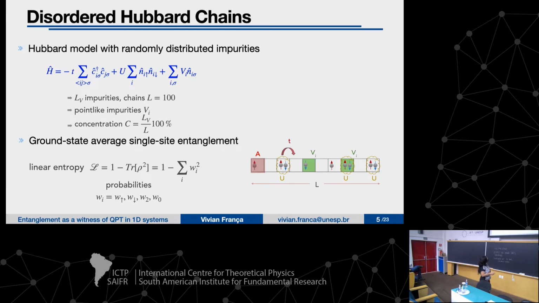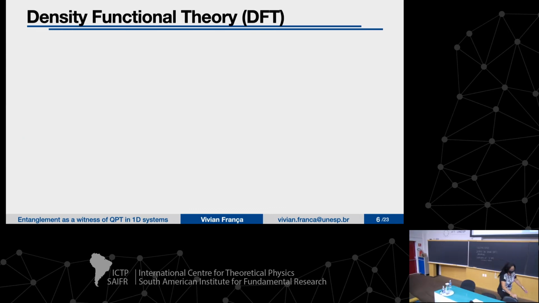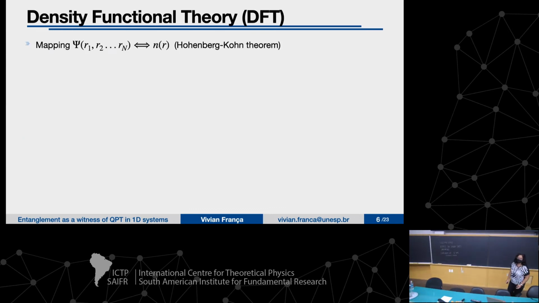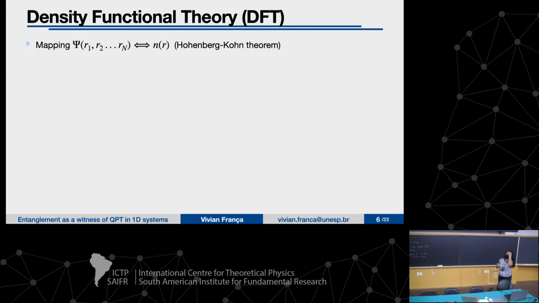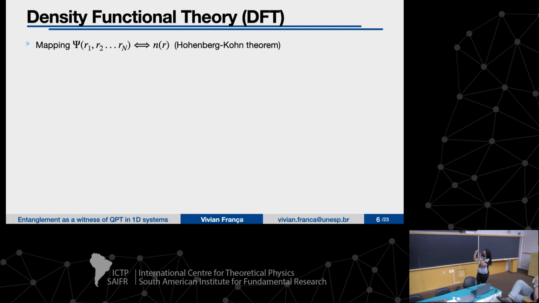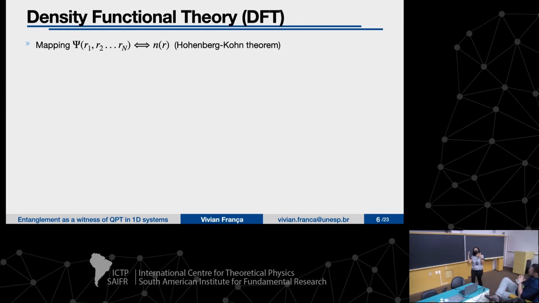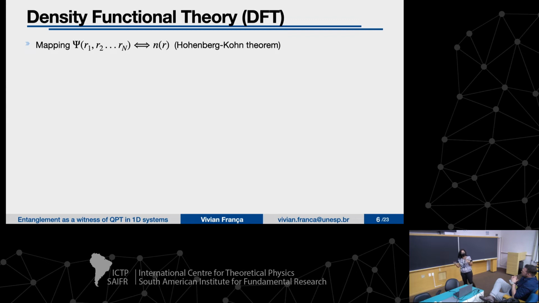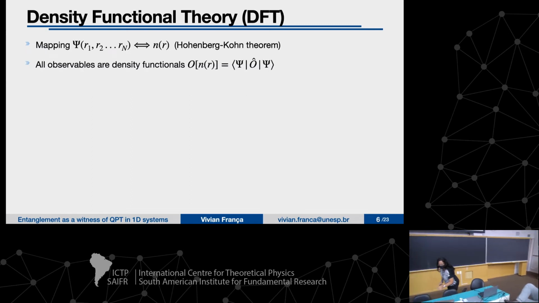So our methodology is density functional theory. I will give you just a very general idea of the method. We start with the Hohenberg-Kohn theorem, which guarantees that there is a unique relation between the wave function of interacting many particles and the single-particle density of the system. Because of this theorem, all observables are also density functionals.